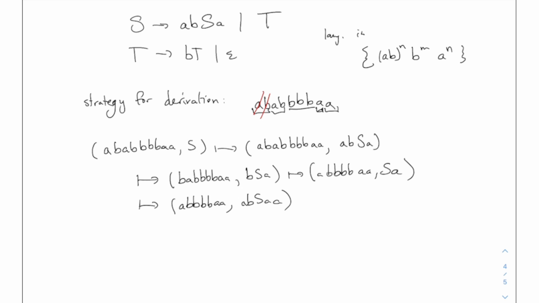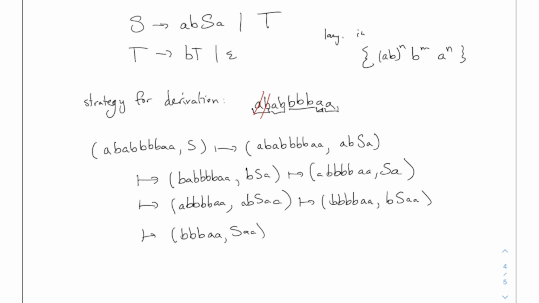Again, I do two more rules to cancel the A on the front of the input and on the front of the stack. Canceling the A gives me BBBBA, comma, BSA. And then canceling the B on the front of the stack and the front of the input gives me BBBA, comma, SA.